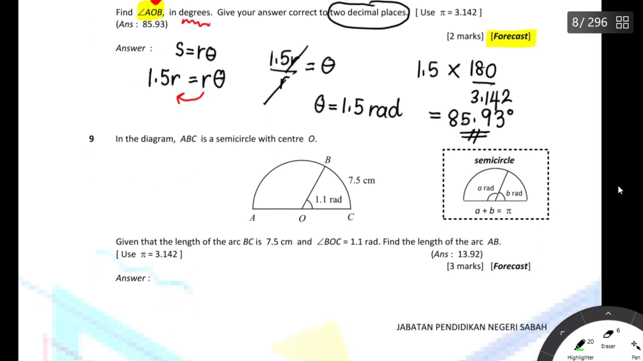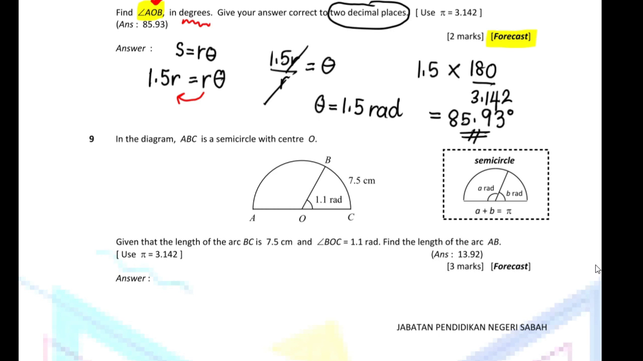Okay. Question 9 is also a forecast question. Because this type of question has actually been compiled by the maths experts from the Jabatan Pendidikan Negeri Sabah. So you guys should definitely download this book. If you can, print it into a book. It will definitely be useful for all of you, right? So let's look at question 9.